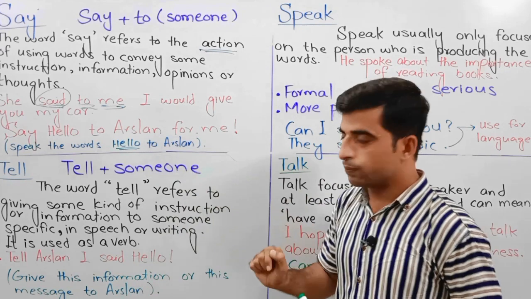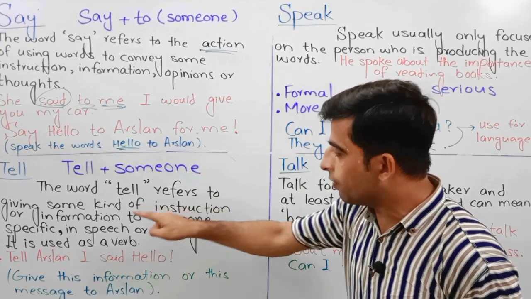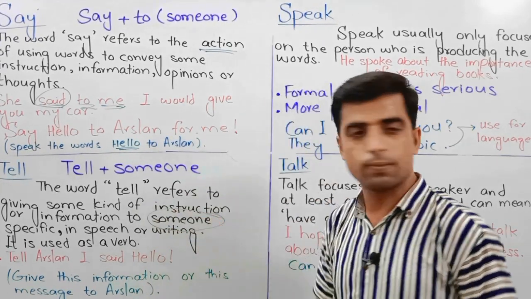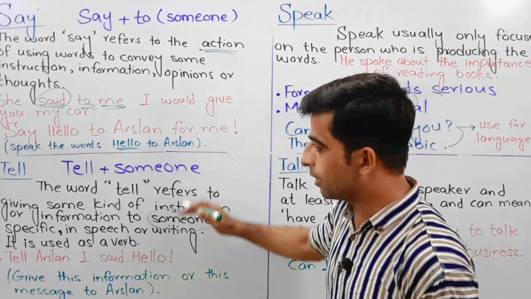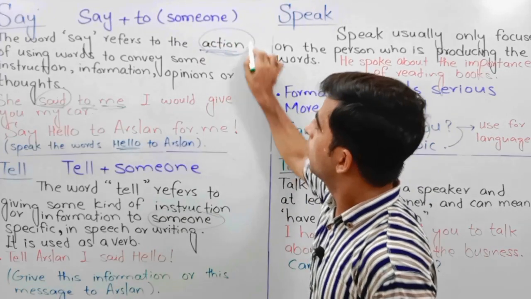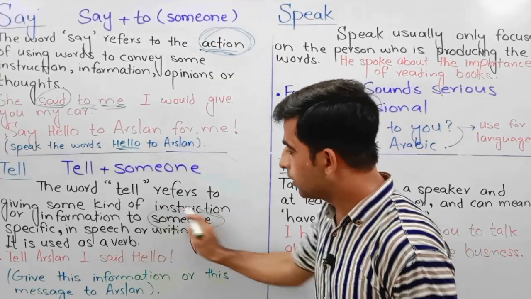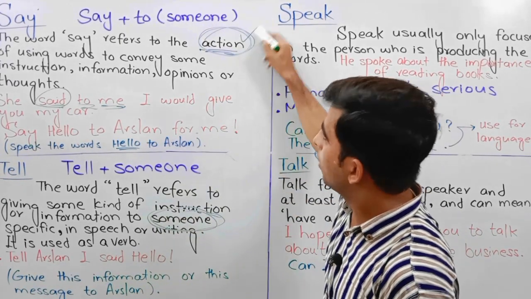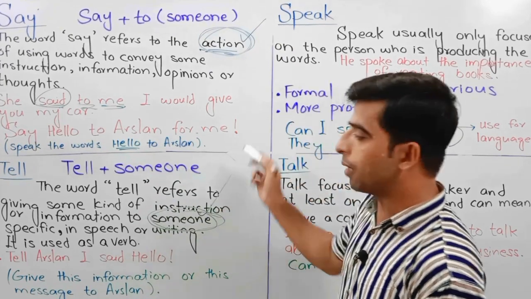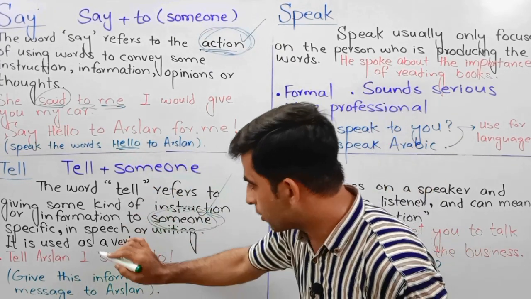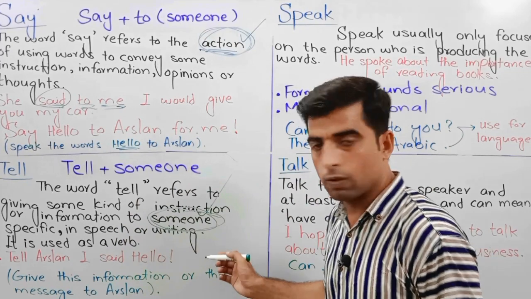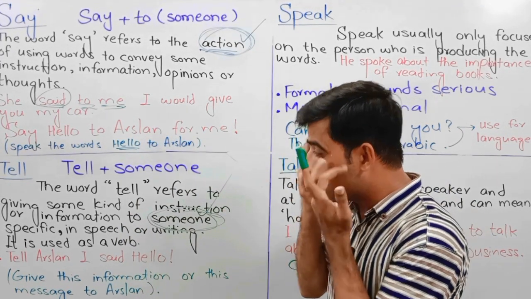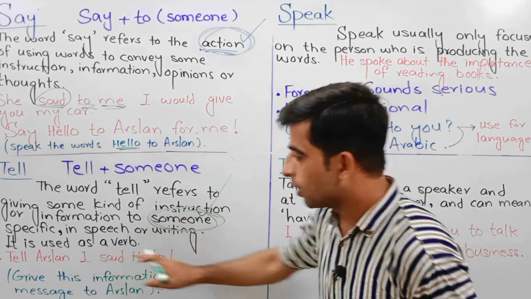The next thing is tell. The word tell refers to giving some kind of instruction or information to someone. That is the difference between say and tell. Remember, say refers to action and tell refers to someone specific in speech or writing. Whether we are writing something or talking, it is used as a verb.